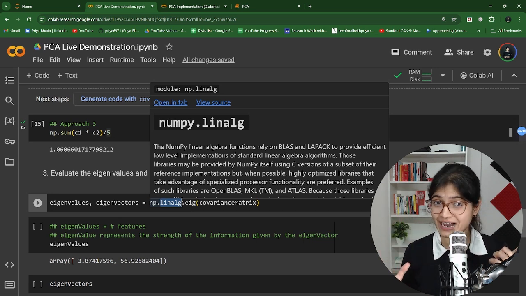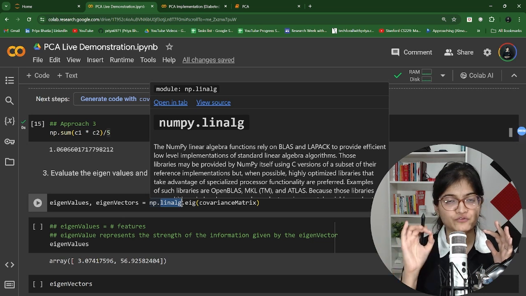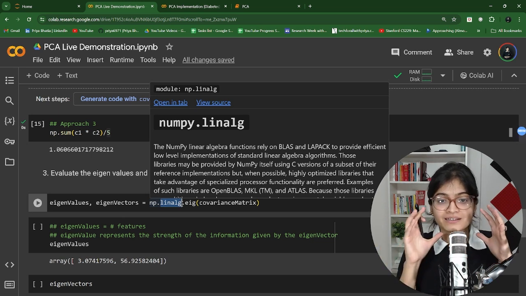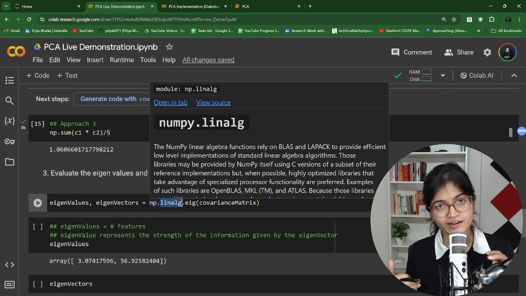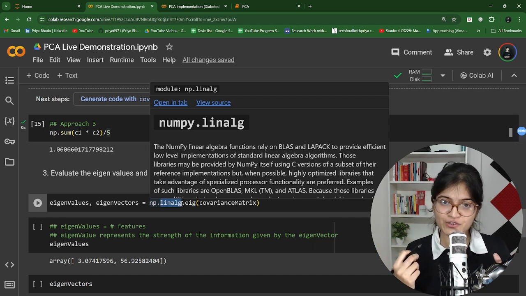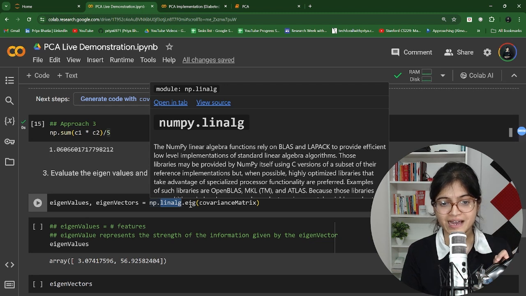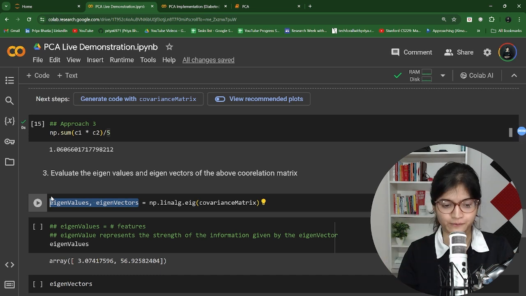What are the functions we have for linear algebra in this NumPy part? This linalg, the full form is linear algebra. This particular package contains multiple functions specific to linear algebra itself, which you can explore. Now, because I'm looking for eigenvalues and eigenvectors for that covariance matrix, I'll call this EIG function, which is basically giving me two things. One is the eigenvalue, another one is the eigenvector for the same covariance matrix we have.